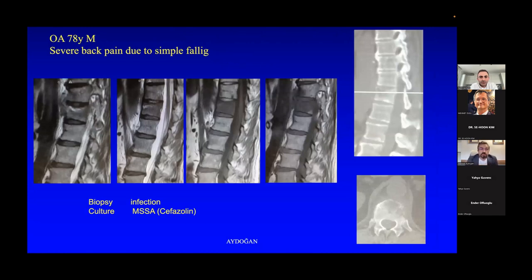So let me show you some case examples from my practice. This is a 78-year-old male. Actually, he has severe osteoporosis, and as you see here, he has a pathologic fracture also. That's why I did a biopsy first, and the biopsy showed infection. And the culture produced methicillin-sensitive Staphylococcus aureus. The antibiogram was cefazolin-sensitive. And then he had lots of comorbidities.